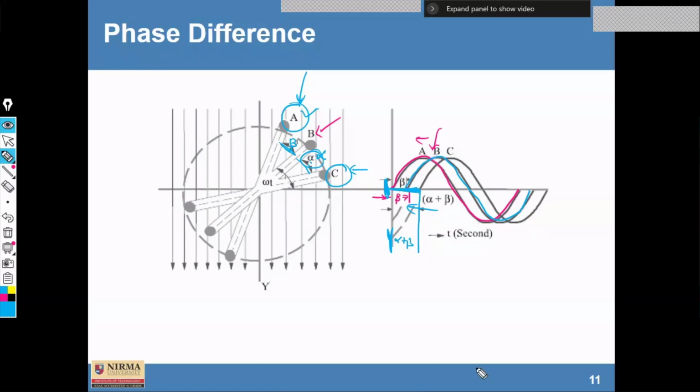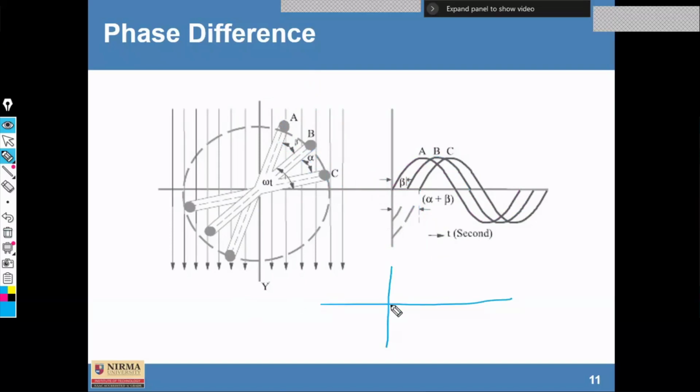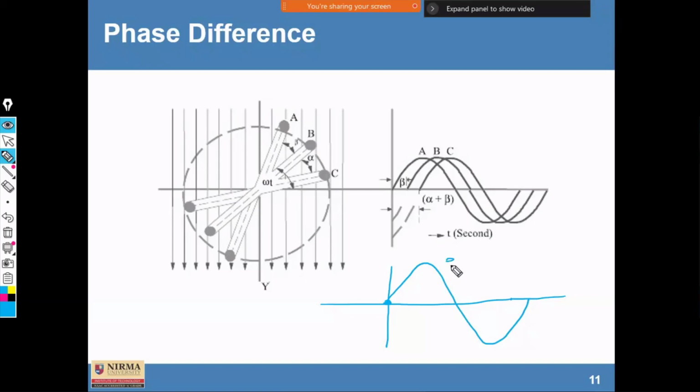Fine. Okay. Now if I want to write an expression of all these three different quantities, we have something different we can represent. Okay. Suppose I have one quantity which is passing from 0, so here we can say E1 is equal to Em sine omega t.